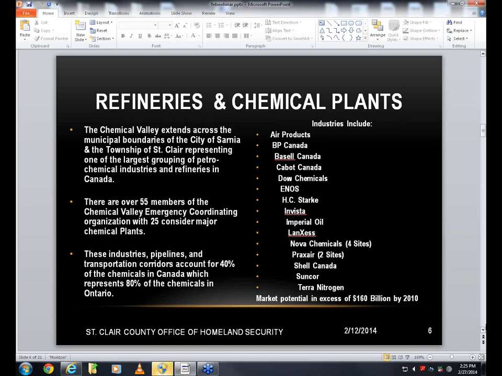But through the years, the number of releases from these facilities, either into the air or into the St. Clair River, is quite extensive as far as numbers. So that poses a significant problem. And when we get into our resilient project, you'll see how we're using some of our tools to also address some of the Canadian issues.